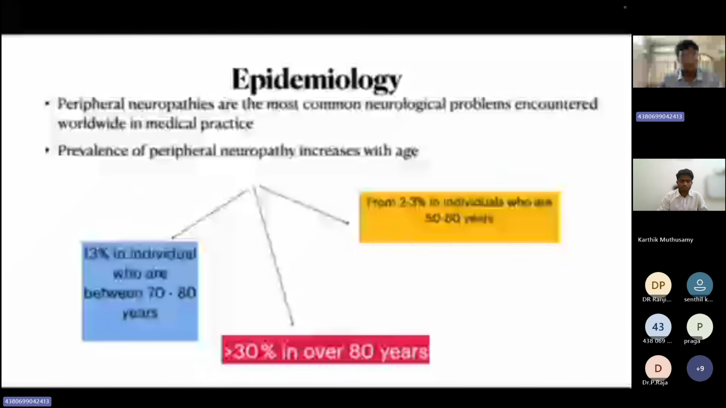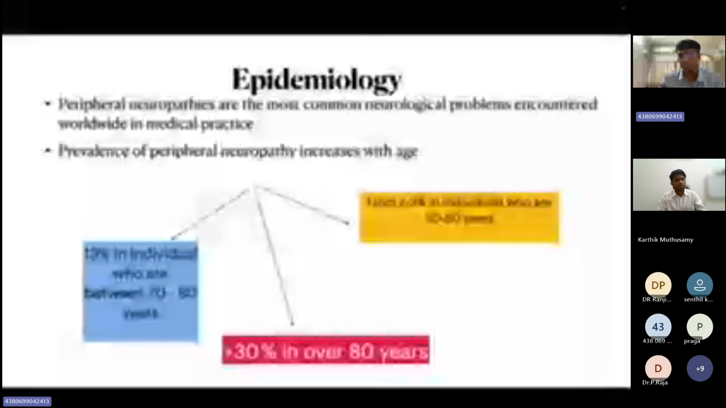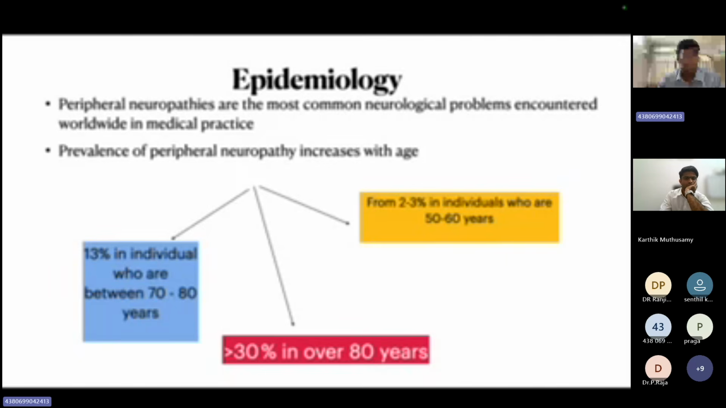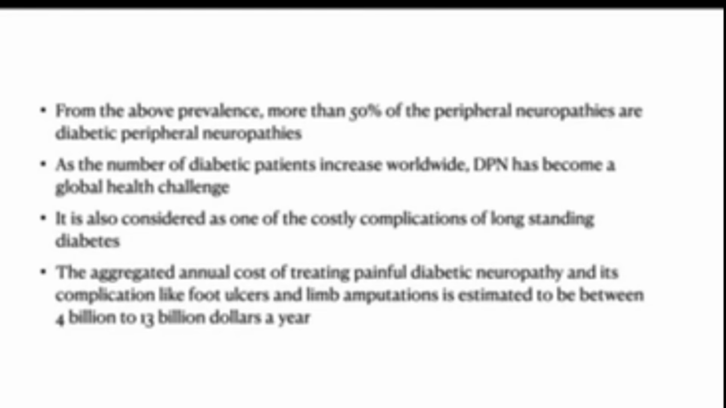The prevalence of peripheral neuropathies increases with age. From 2 to 3% in individuals who are 50 to 60 years, and 13% in individuals who are between 70 to 80 years, and it gradually increases to 30% in individuals who are more than 80 years. So from the above prevalence, more than 50% of peripheral neuropathies are diabetic peripheral neuropathies. As the number of diabetic patients increases worldwide, diabetic peripheral neuropathy has become a global health challenge.